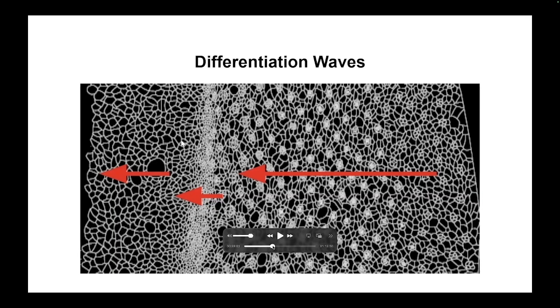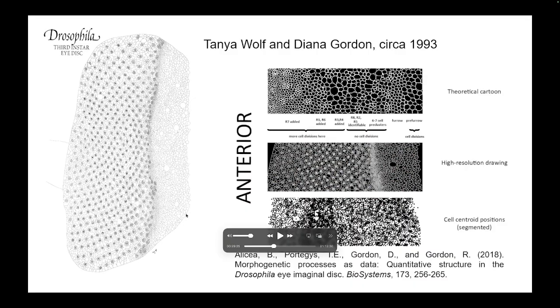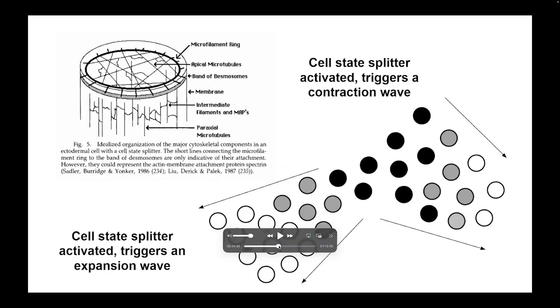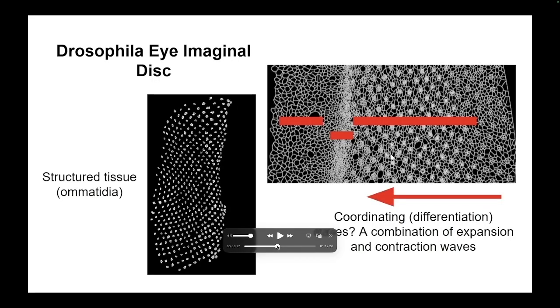Then we looked at differentiation waves in the imaginal disk of Drosophila. We operated from this very high resolution drawing, so we were able to segment this image and build a model of the differentiating disk, and then make statements about waves or wave activity. And so we did this, and published a paper on this in 2018.